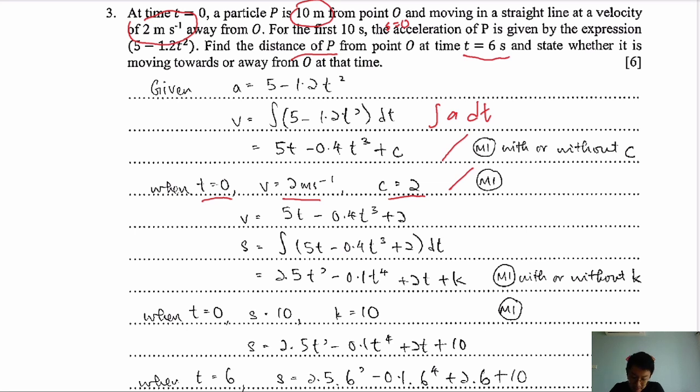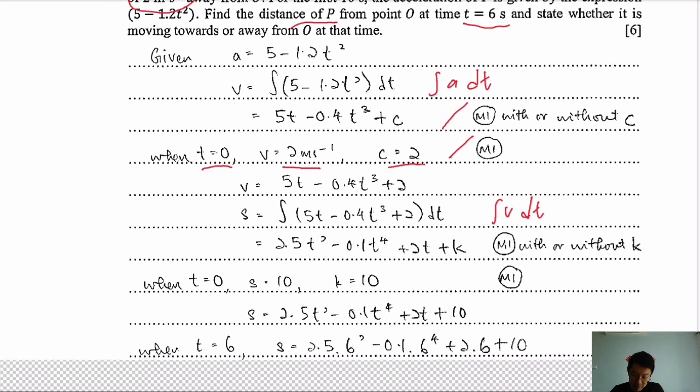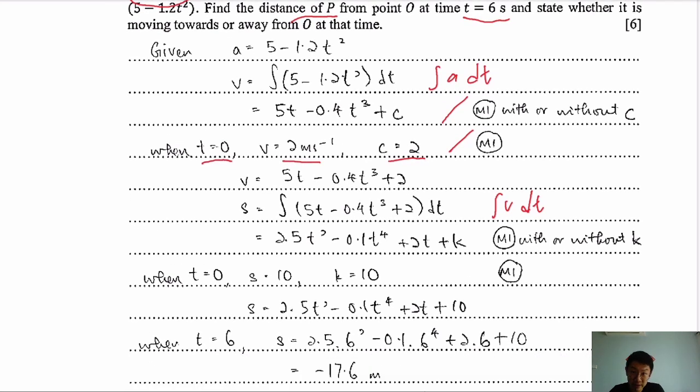Next one, because what we actually wanted to find in this case is the distance. For the distance, we have to integrate the v with respect to t in this case. It's pretty easy to integrate in this case. As long as we integrated all the terms correctly, we will actually get the marks for that.